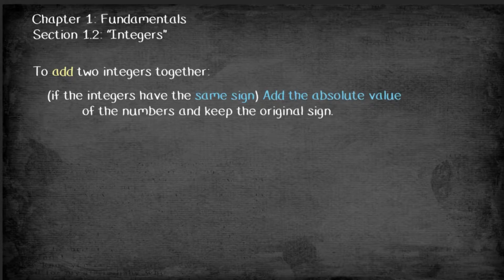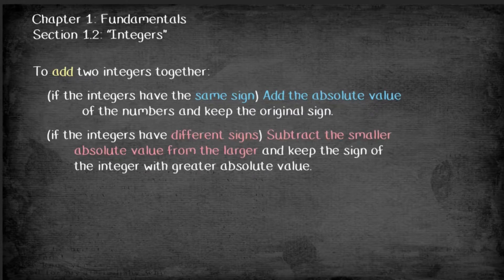If the integers have the same sign, what you're going to do is add the absolute value of the numbers and keep the original sign. If the integers have different signs, you're going to be subtracting the integer who has the smaller absolute value away from the integer with the larger absolute value. And then you keep the sign of the integer with greater absolute value.